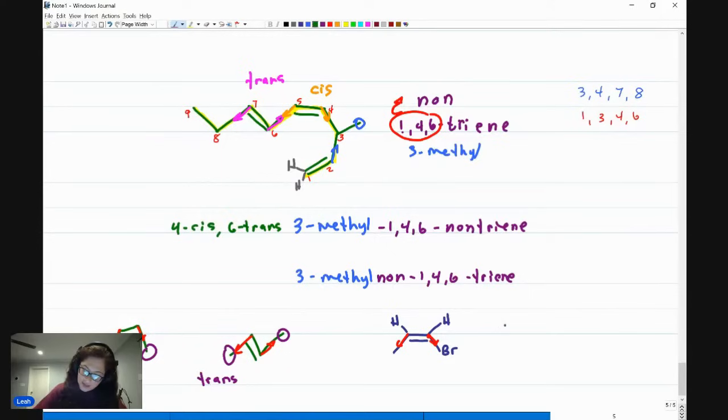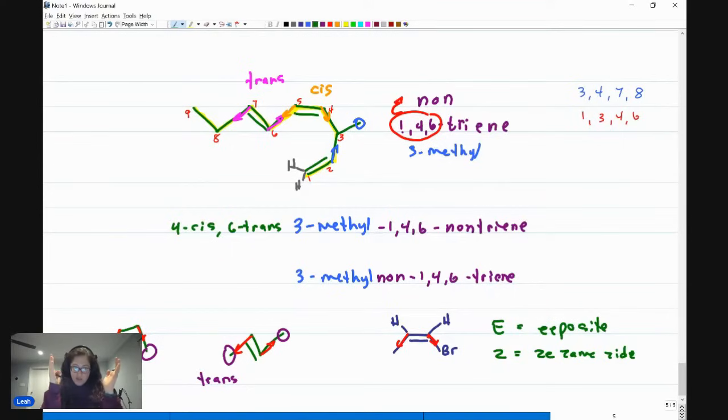And here's how I like to think of it. E stands for opposite. If the 2 substituents are on the opposite side, like in trans, that would be E. And Z stands for the same side. So when the 2 substituents are on the same side, then they are Z. So if they're together, they're Z. If they're opposite, then that's E.